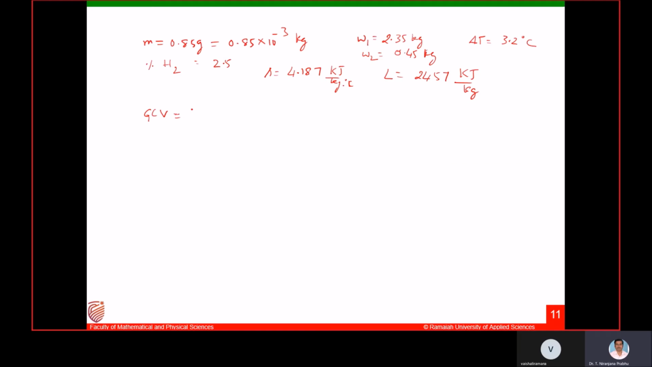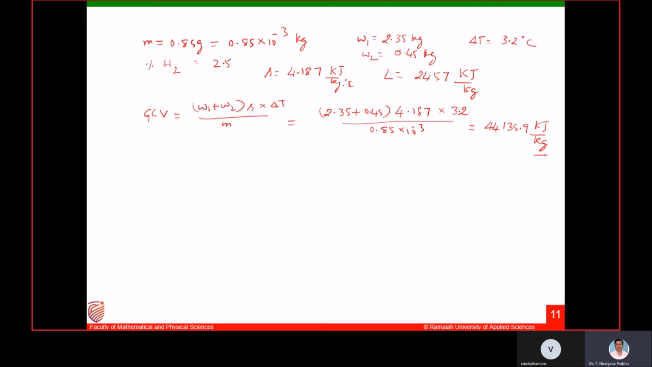First, always you write the formula first. GCV, that is gross calorific value, is equal to W1 plus W2 into specific heat of water into delta T divided by mass of fuel. Now let us substitute this. 2.35 plus 0.45 into 4.187 into 3.2 divided by mass of fuel 0.85 into 10 raised to minus 3 is equal to, if you solve this using your calculator, you can find the value 44,135.9 kilojoule per kg.